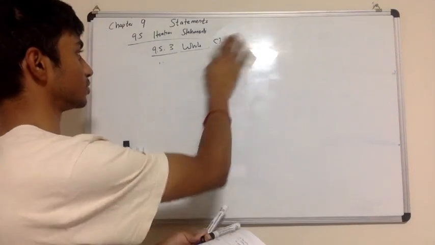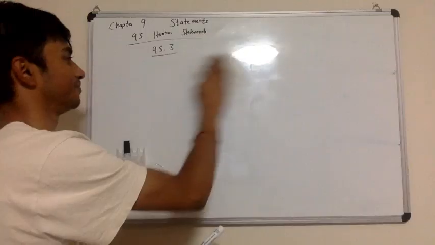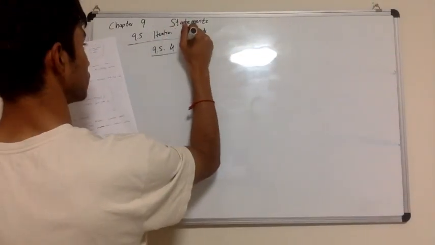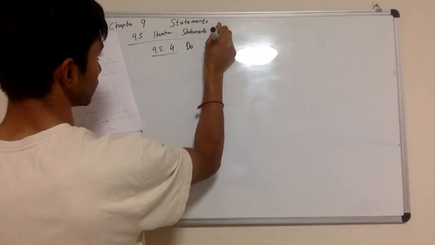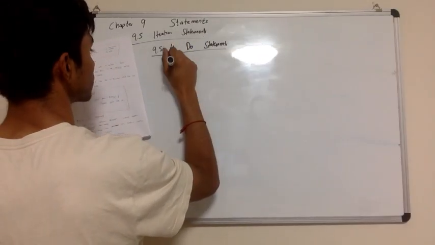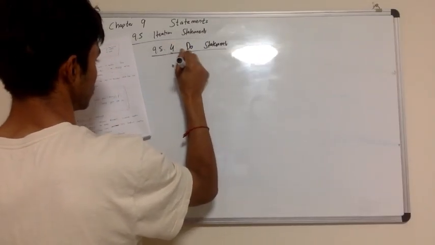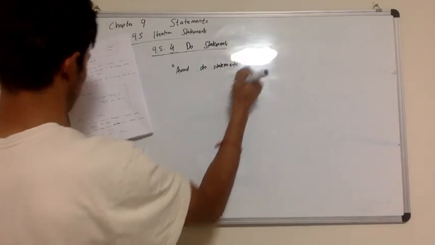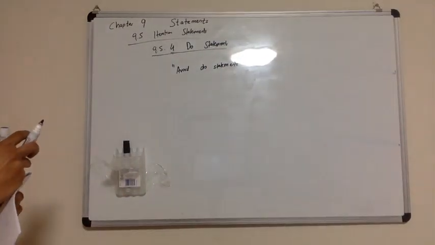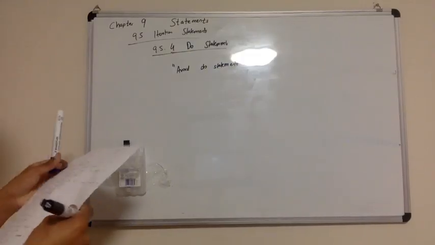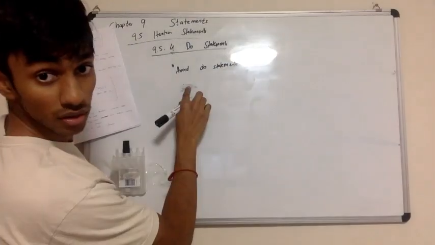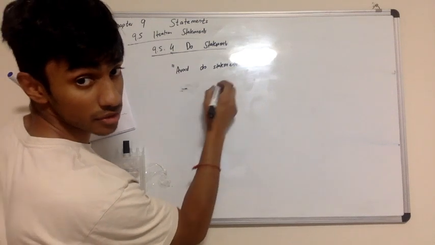I think I should have said more, but that's fine. Then we have do statements. So this is point 4, I think. Do statements. I will preface by saying that the book literally says avoid do statements because they can be kind of weird. But I think there are occasionally times when they are helpful.